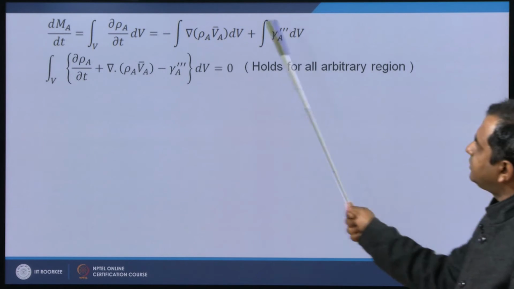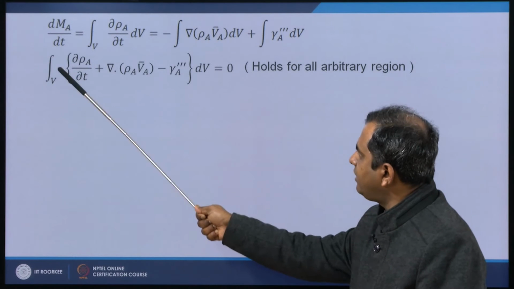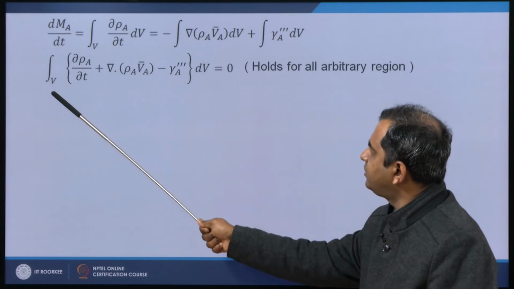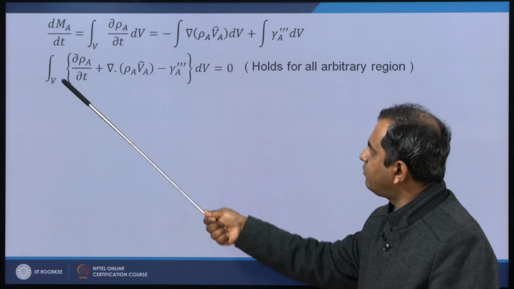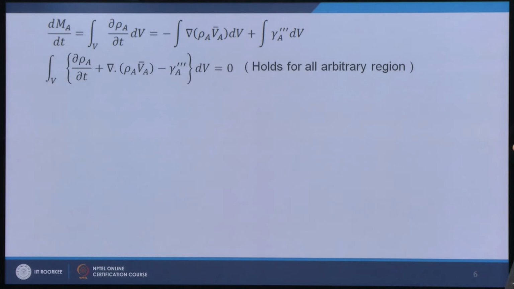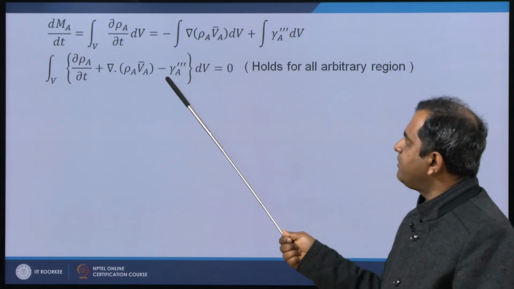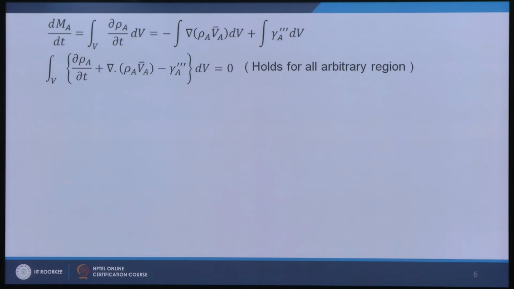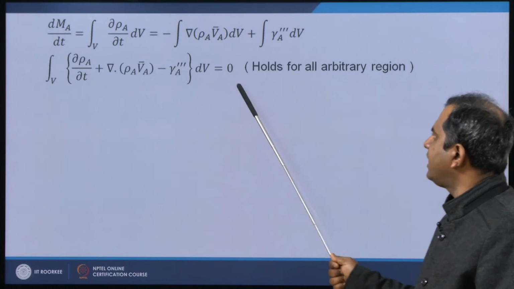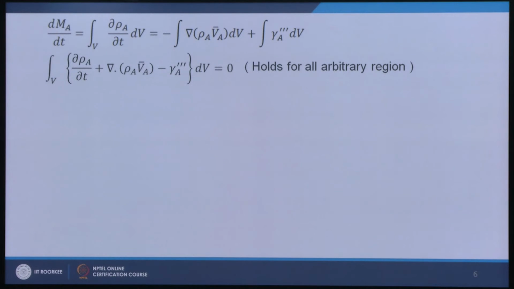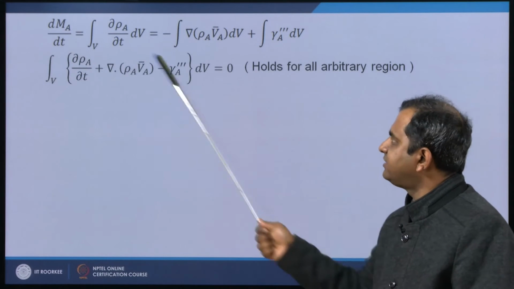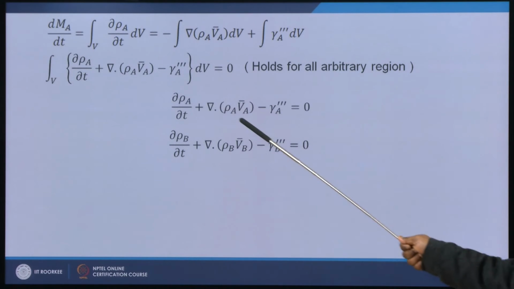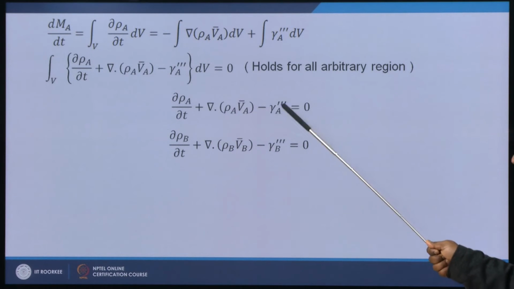Then if we take all these terms to one side and take the derivative of all terms, we get the integration over the whole volume V of del/del t of rho A plus del dot rho A VA minus gamma A triple dashed, integrated over the whole volume V. Now you see we have taken an arbitrary region R having volume V. So, this holds for any arbitrary region. So, we can say that the term inside the integral is equal to 0.